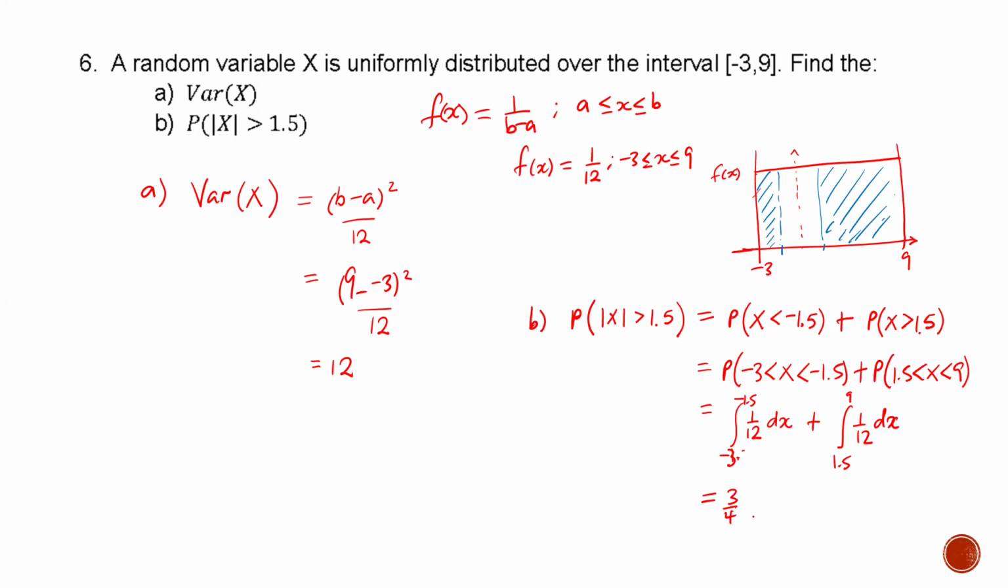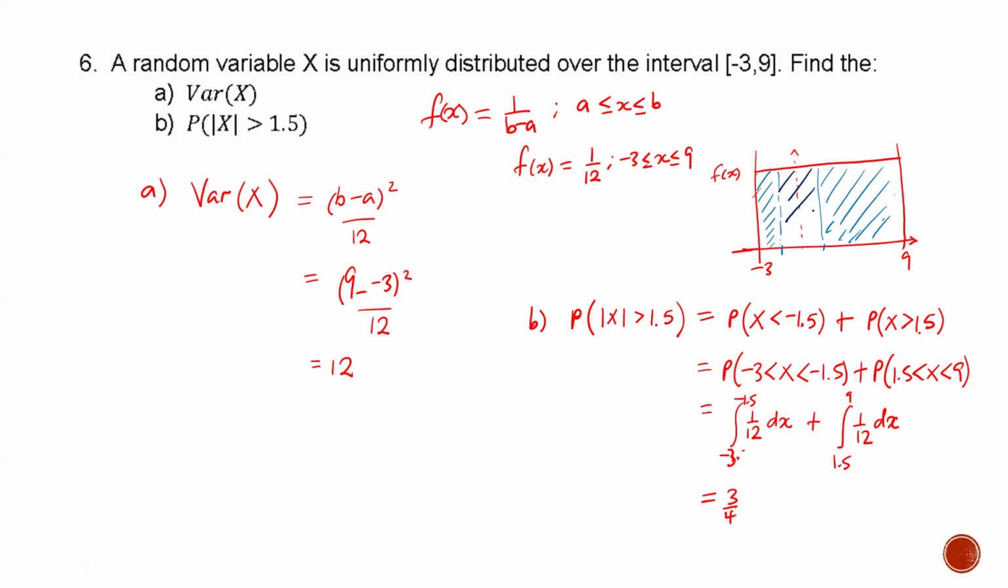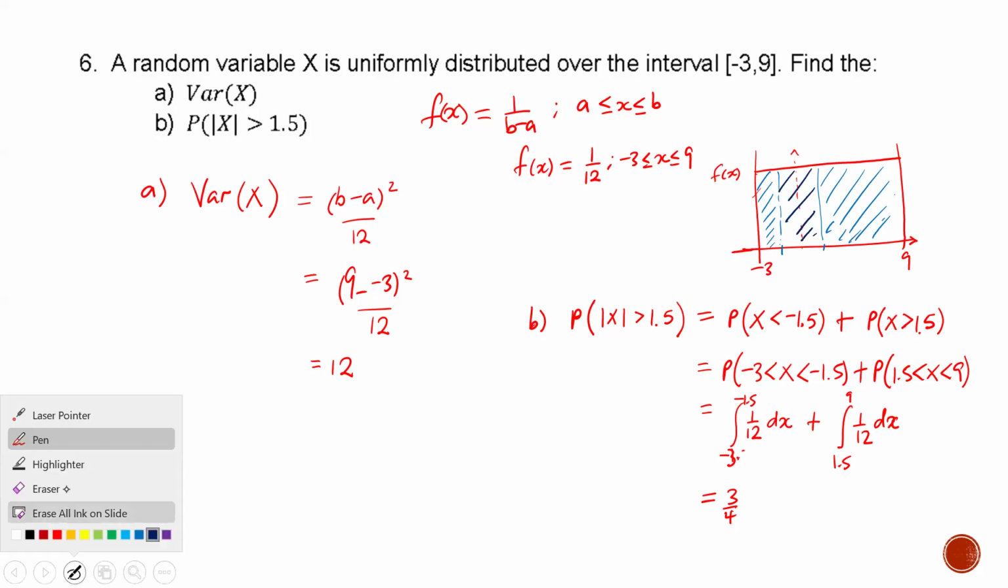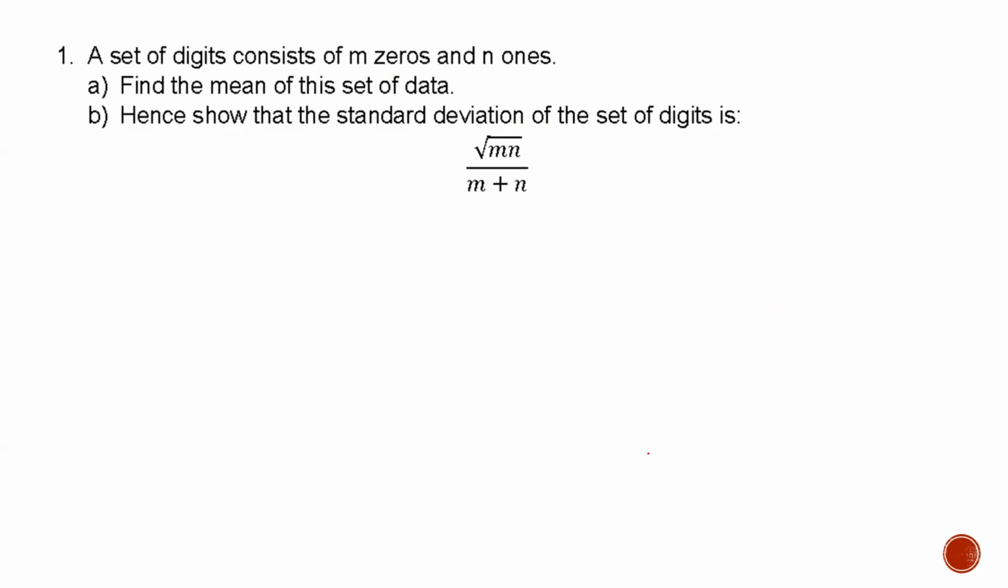Now, alternatively, you could decide to get the probability of the complement. And this is the complement. And then subtract it from 1. And this looks like 1 minus the integral from negative 1.5 to 1.5 of 1 out of 12 dx, to still give you the same answer. So that's how number 6 was supposed to be done. Sorry for the confusion that came about.